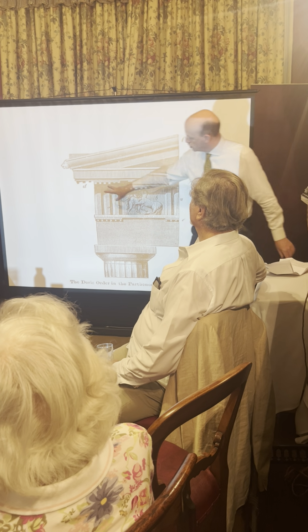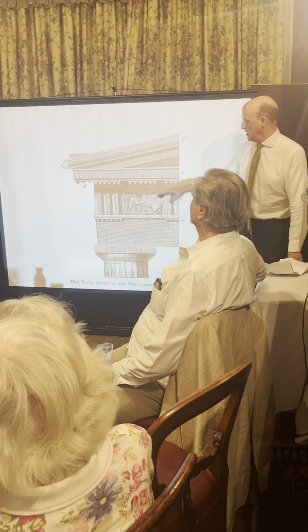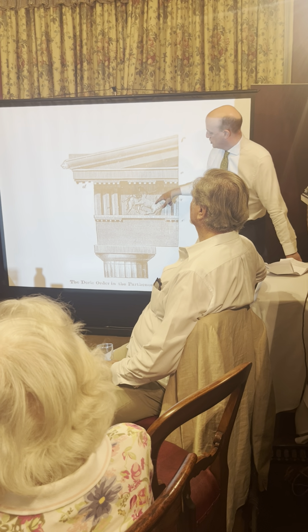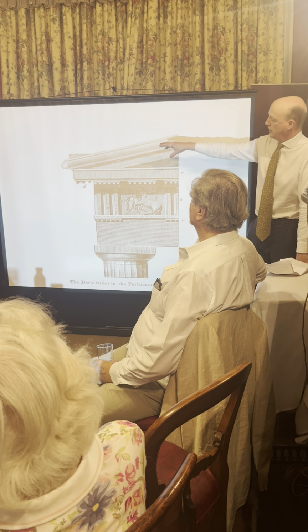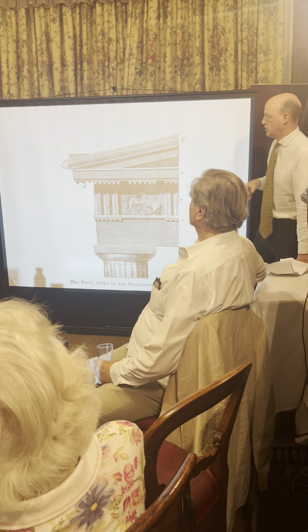So these are called triglyphs. Tri as in 3, dividing up the metopes, which you'll see in the British Museum, and above the corner of the pediment, the triangular top of the temple.